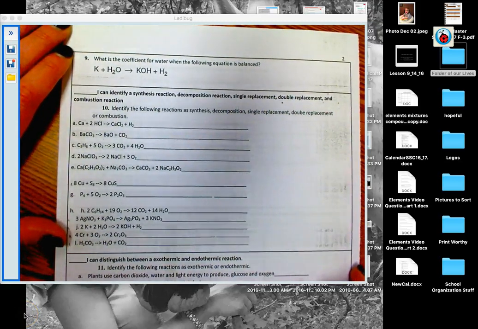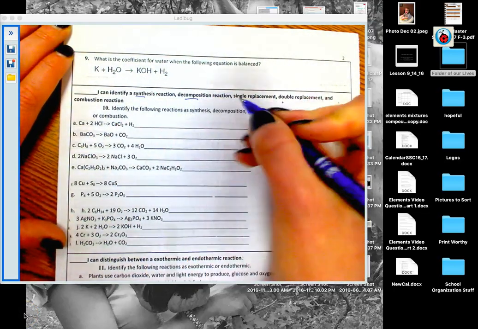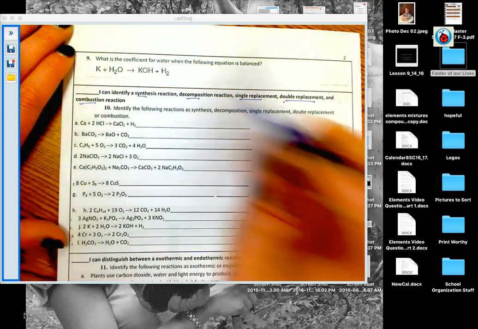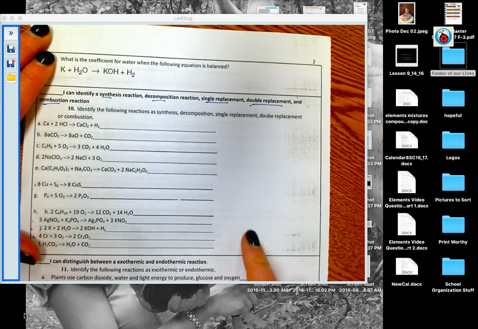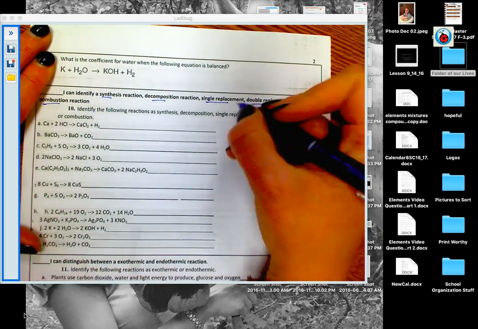Hey y'all, we're going to look at one of your other learning targets for Unit 5. This is: I can identify a synthesis reaction, decomp reaction, single replacement, double replacement, or a combustion reaction. And since we have this little bit of space over here, I am going to write myself a little bit of a cheat sheet on this side.